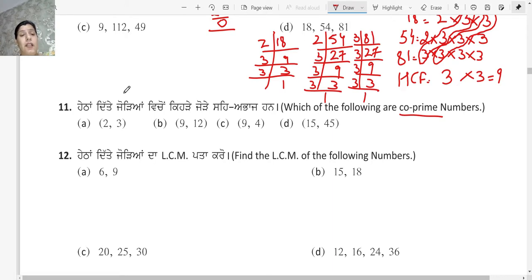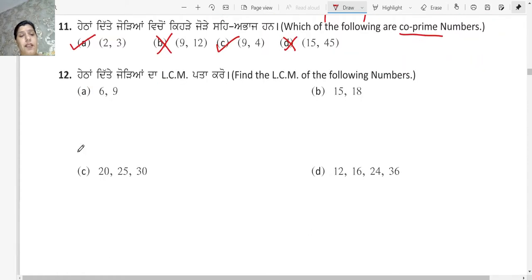Starting with A part, 2 and 3 have only common factor as 1, so these are co-prime, yes. 9 and 12 both are divisible by 3, so these are not co-prime. 9 and 4, now look beta, both of these are not prime numbers. 9 is not prime, 4 is not either, both are composite, but they are co-prime because their only common factor is 1. So yes, 15 and 45 have common factor as 5, so these are not co-prime. I hope the question is clear to you.